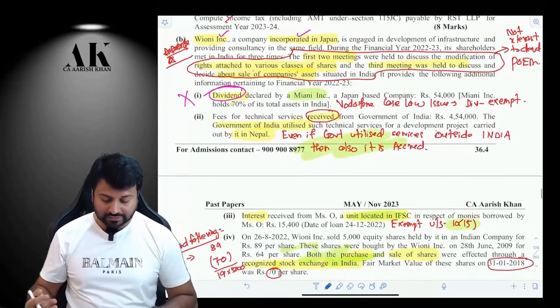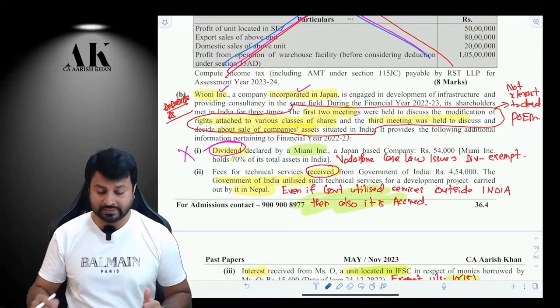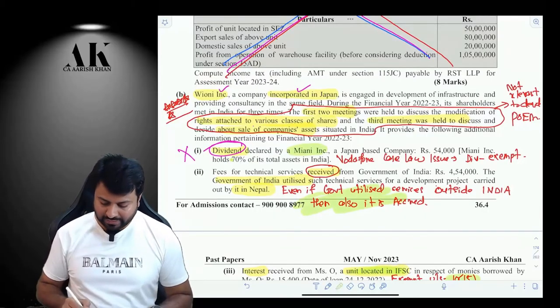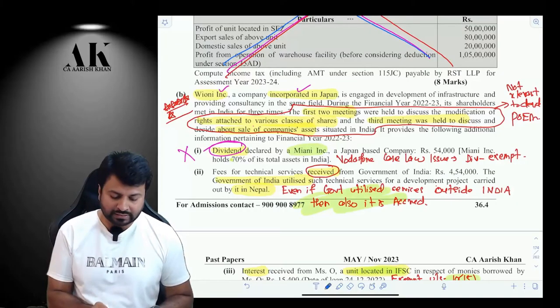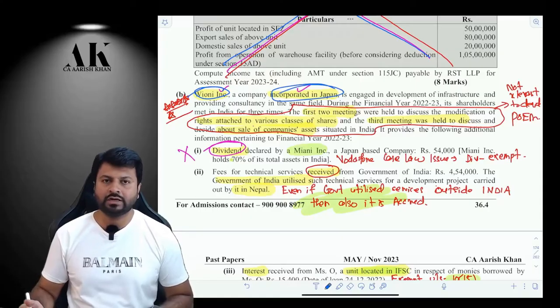Now, the second question is a very, very, very intelligent and a different kind of question which has been asked by ICAI in this particular paper. Let me tell you what exactly is there in this particular question. First of all, there is a company, Vioni Inc., in Japan. It's a non-resident. It's a foreign company, which is also a non-resident.